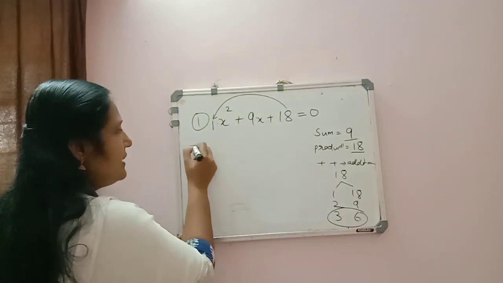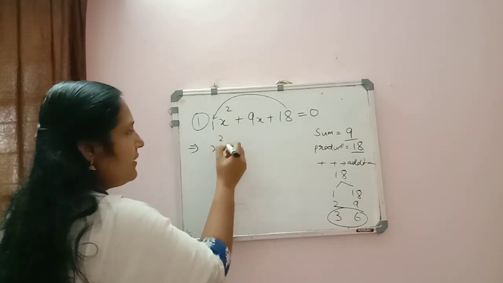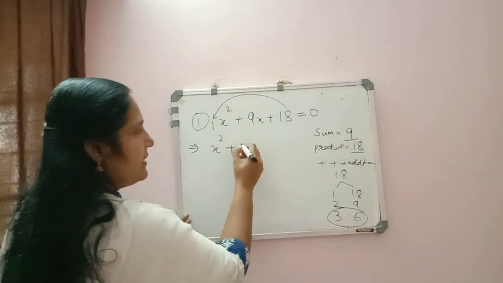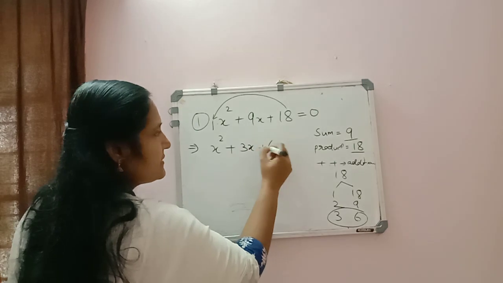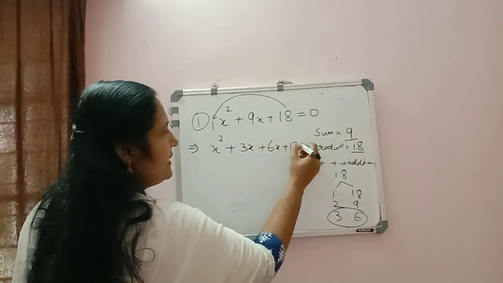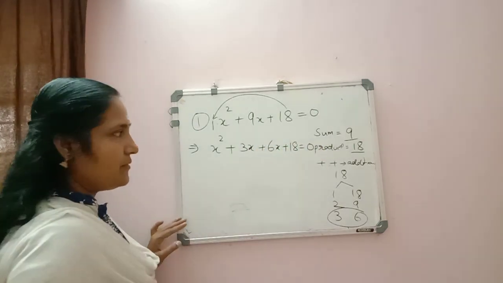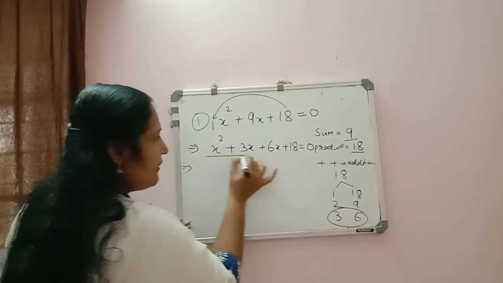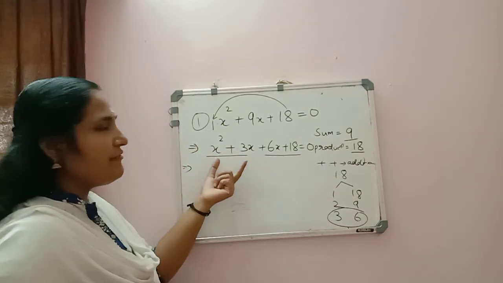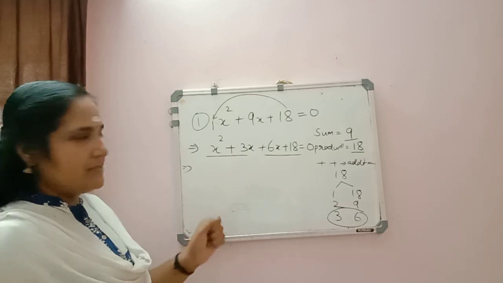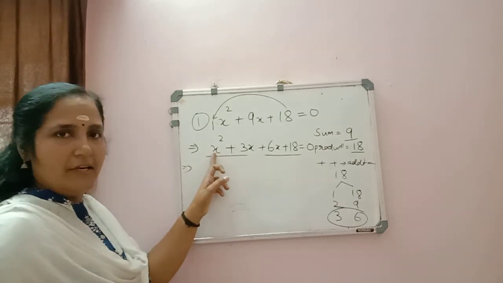So we'll split the middle term in this way. x square plus 9x can be written as x square plus 3x plus 6x plus 18 is equal to 0. Now we have to check whether any common factor is there in these terms. x square, meaning it is x into x.